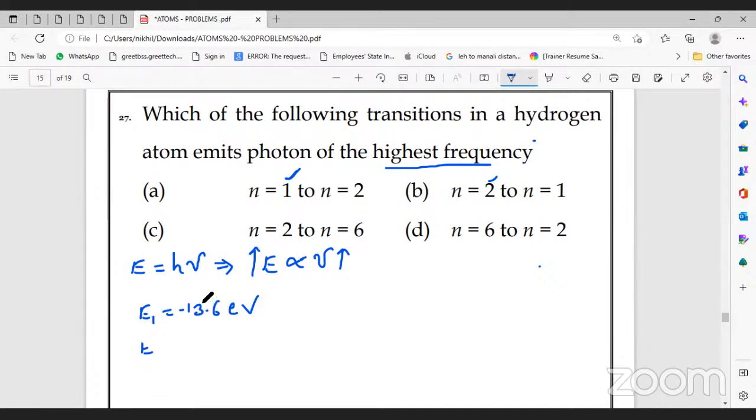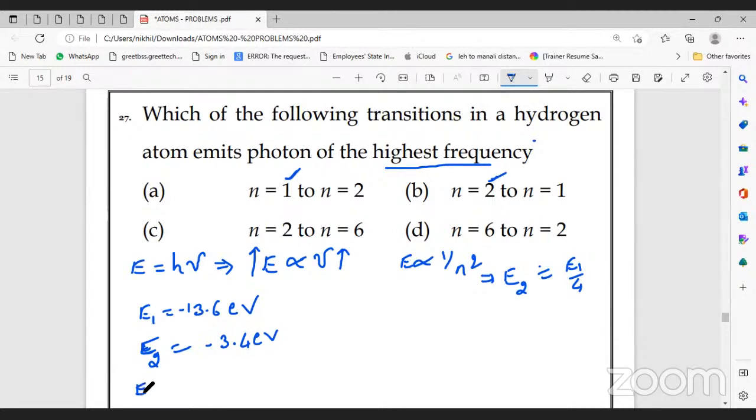You know that the energy in the first orbit is minus 13.6 electron volt. Now I will find what is the energy in the second orbit because they are expecting the second orbit also. You know that energy is inversely proportional to n squared. So clearly if you want to find the energy of the second, for this value you have to divide by 4. So it should get minus 3.4 electron volt.